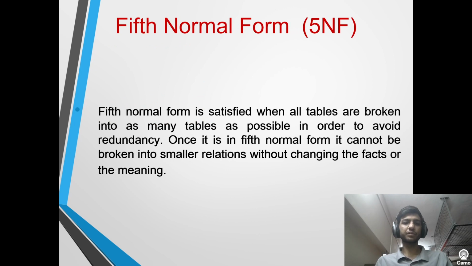Fifth normal form. Fifth normal form is satisfied when all tables are broken into as many tables as possible in order to avoid redundancy. Once it is in fifth normal form, it cannot be broken into smaller relations without changing the facts or the meaning.